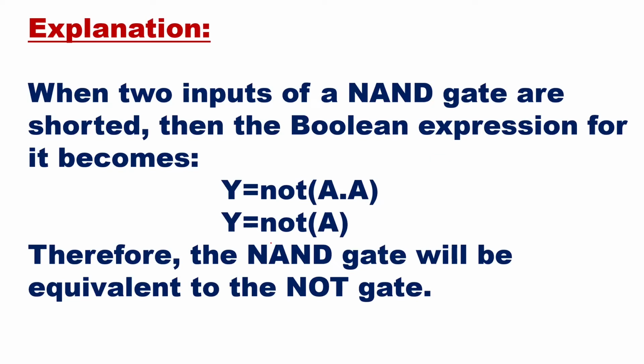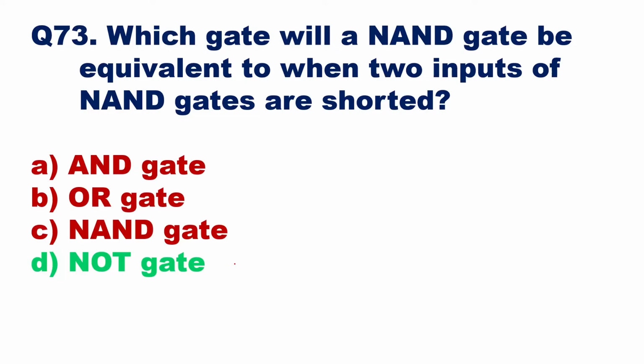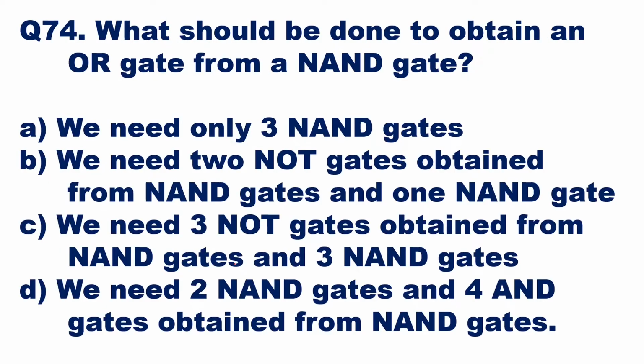So here you can see when two inputs of a NAND gate are shorted, the Boolean expression becomes y is equal to not of a into a, that is not a. Therefore a NAND gate will be equivalent to the NOT gate. So here option D will be the right answer, NOT gate. Then we'll go to the next question, question number 74.